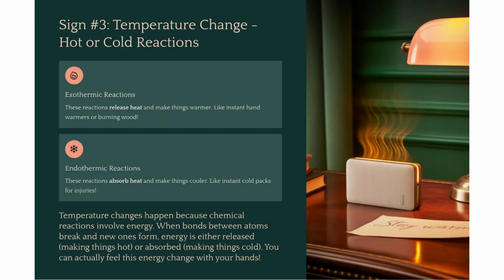Sometimes you can feel a chemical reaction happening. This is when there's a temperature change. Some reactions release heat, which makes them feel hot. These are called exothermic reactions. Other reactions absorb heat, making them feel cold. These are endothermic reactions. An instant hand warmer is a great example of an exothermic reaction. It uses chemicals that react to create heat for your hands.